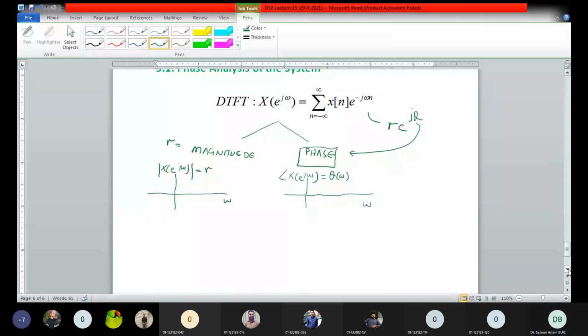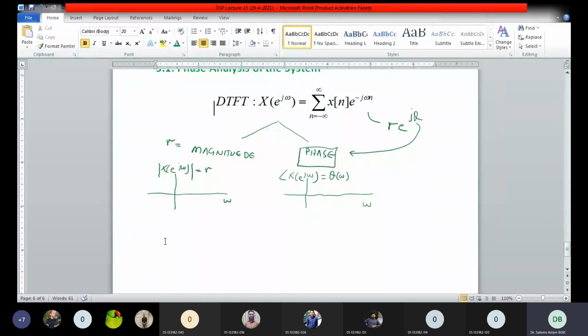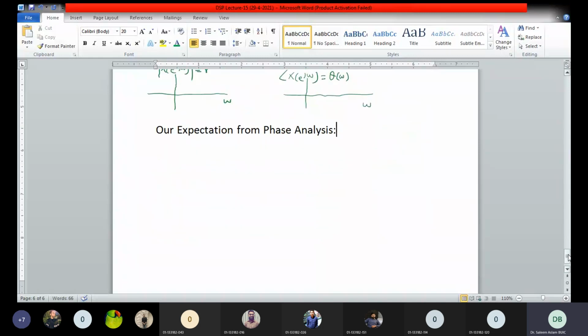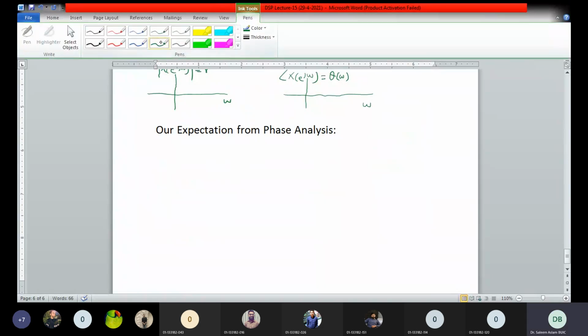So what is our expectation? Let me write here: our expectation from phase analysis, right? Our expectation is that when we do phase analysis, what kind of plot should we get. So let me draw here. We want that when we do phase analysis, we get a plot. Let me draw a straight line.